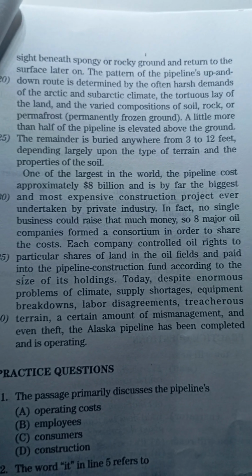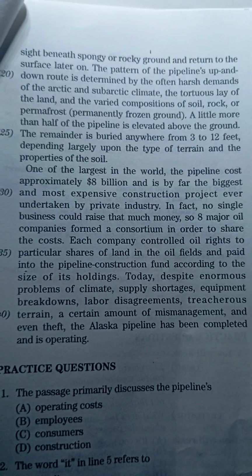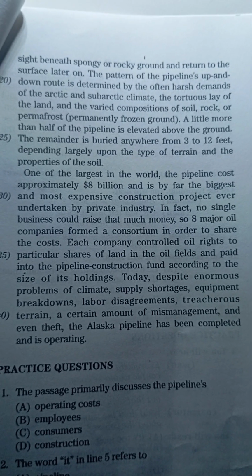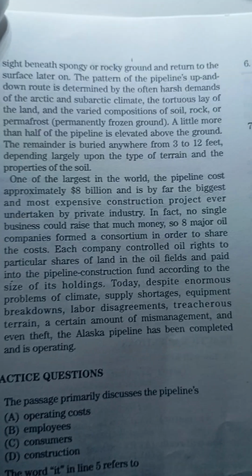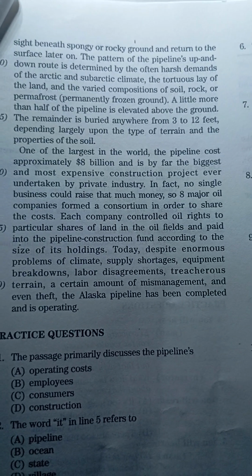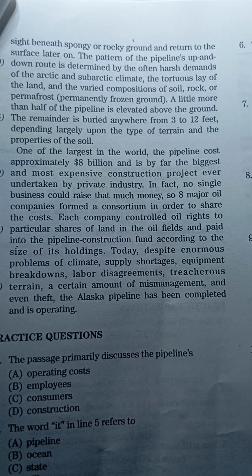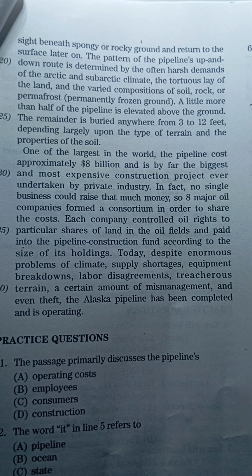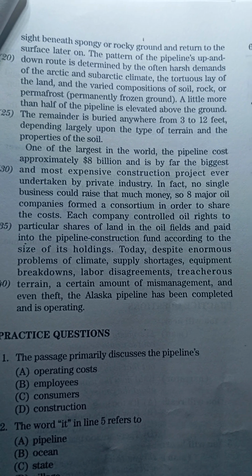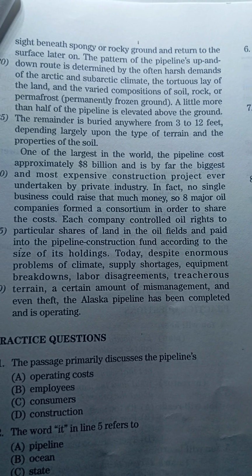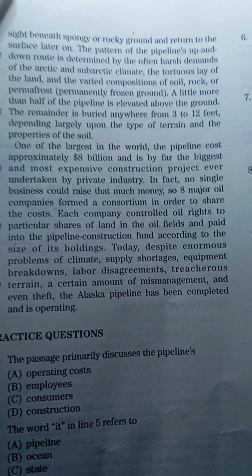In fact, no single business could raise that much money, so 8 major oil companies form a consortium in order to share the costs. Each company controlled oil rights to particular shares of land in the oil fields and paid into the pipeline construction fund according to the size of its holdings.